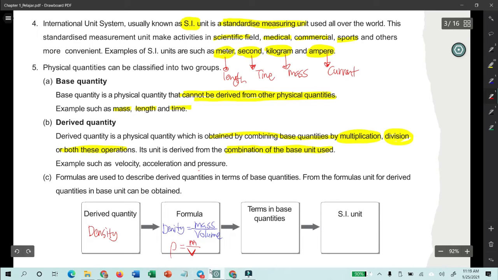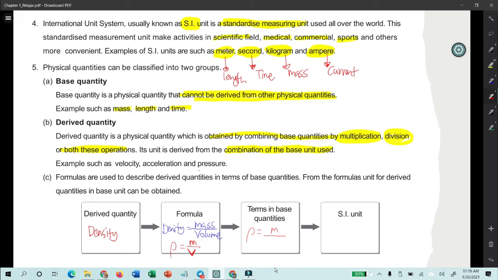So what is m? M is mass. If you want to rewrite this in terms of the base quantities, rho is going to be m. M is already a base quantity, so you cannot change anything, so you have to use m, which is mass. But volume itself is a derived quantity.